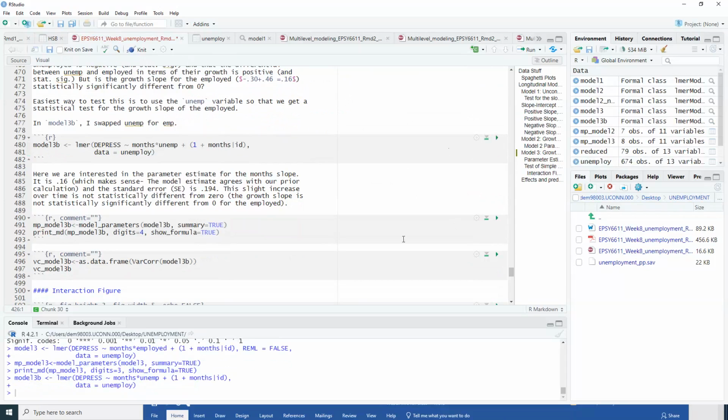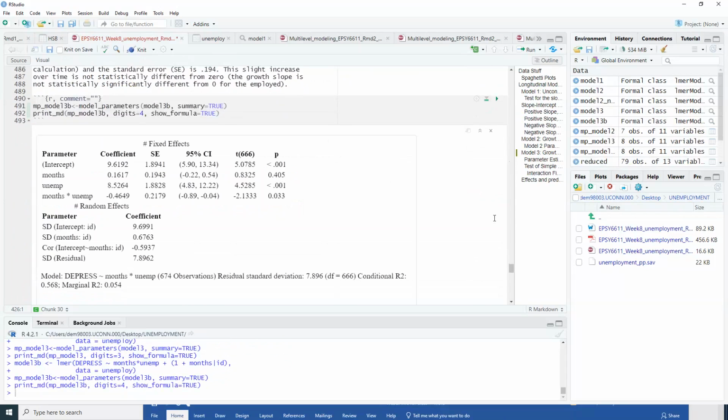Let's just, again, run that model, and here we go. So if you look at this model, you'll see these models are statistically equivalent. They have the same deviance, right? But things look really different, right? The intercept is really different. Why is the intercept different?